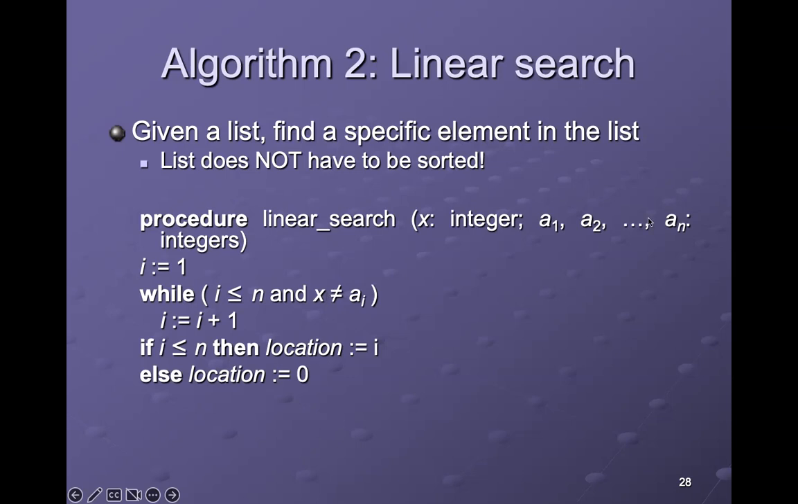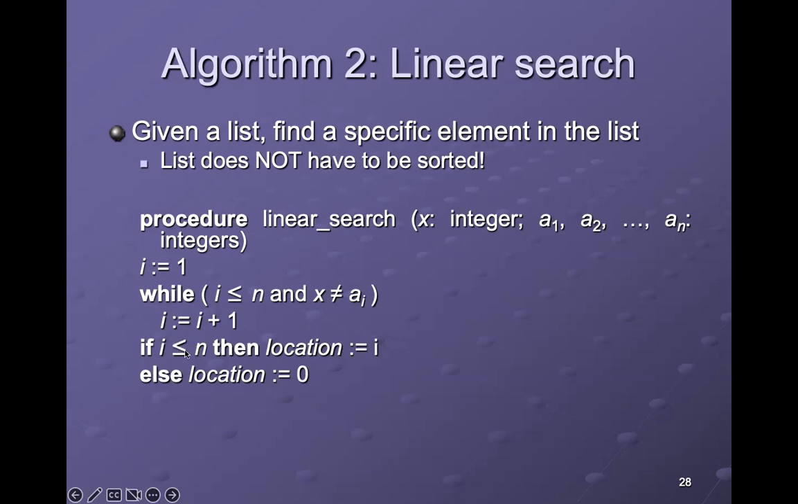While we have not reached the last element, or while i is not equal to n, and while we have not found x yet, or the number that we are looking for is not yet equal to a specific element in the list a sub i, then we will continue iterating. It means that the looping will stop once we have reached the end of the list, or if we have found the element already.